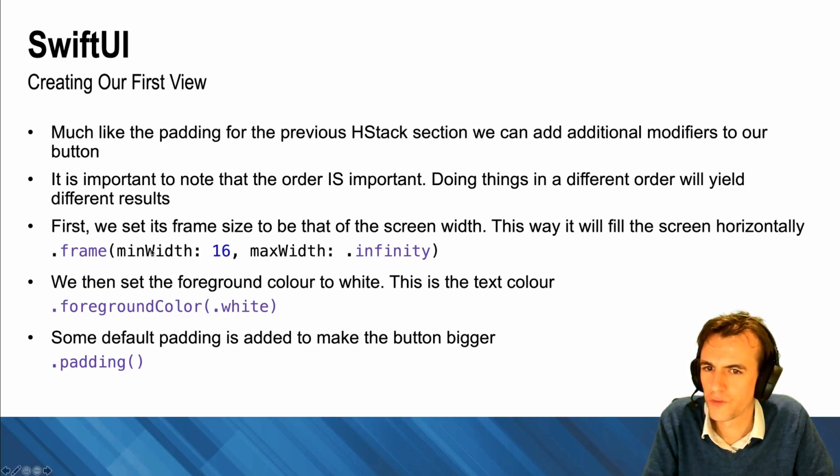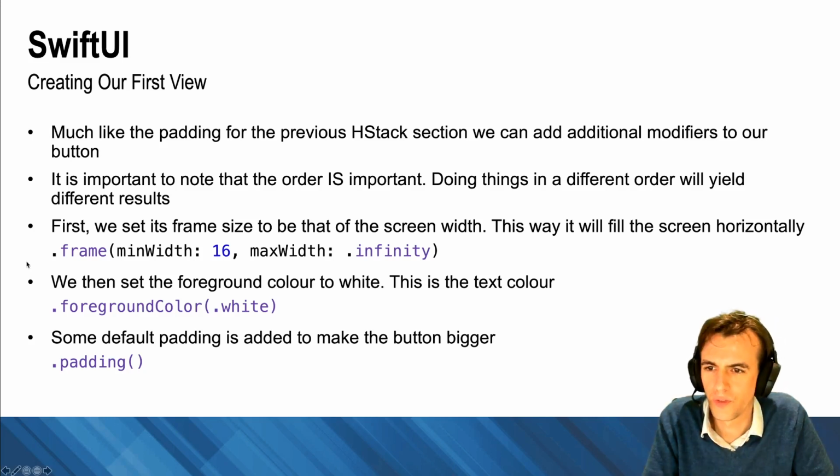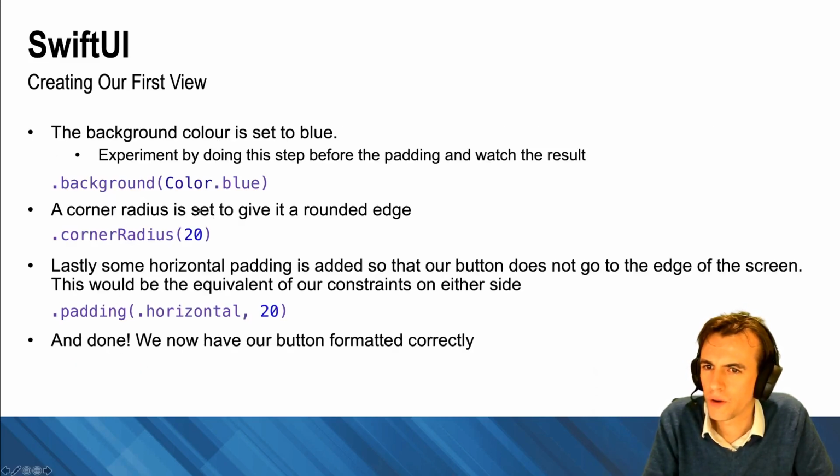So first thing we do is we set a frame on the button so that we make its width be the same as the screen. So it's going to be a certain height, a minimum height, but it's going to have a minimum width and a maximum of infinity for the frame. We set a foreground color to white, so it's got white text. We set some padding to make the button bigger. And again, I'll show the effect of these one by one. We set a background color to blue, and then we set a corner radius, and that gives it curved edges. And then finally, we specify some horizontal padding of 20, which would be on each side, just to make the button be padded a little bit from the side of the screen.